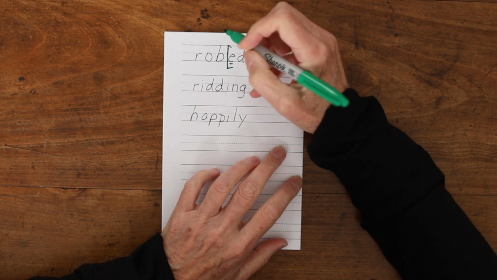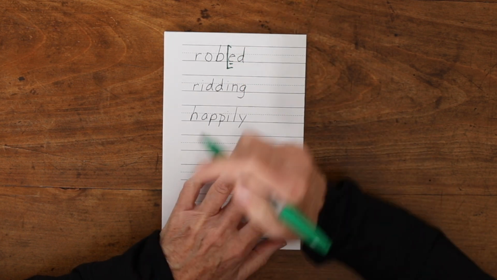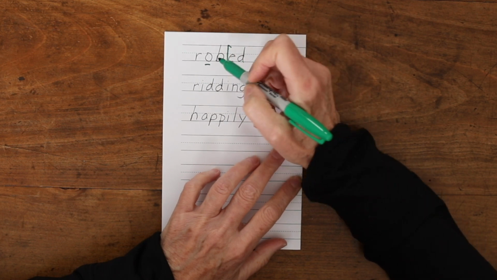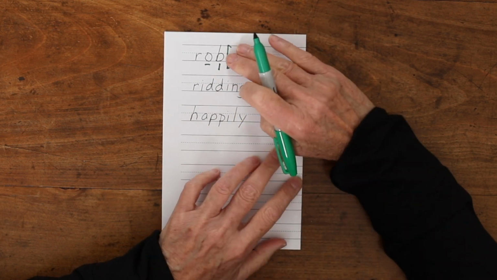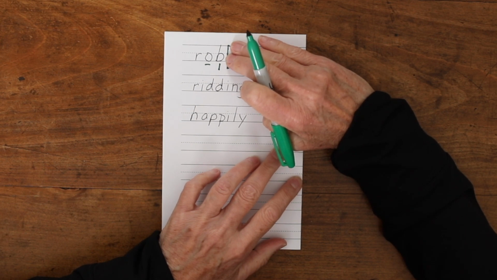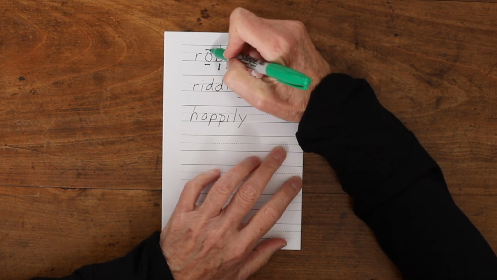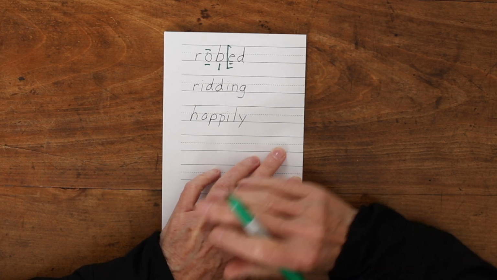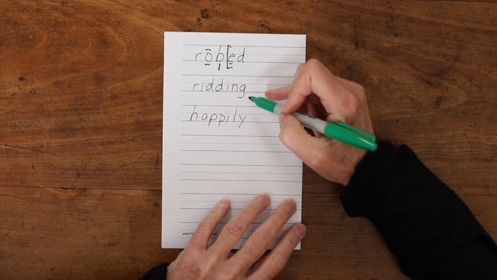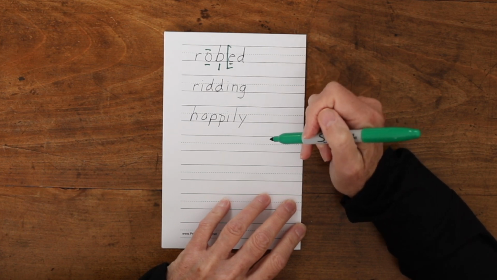So what do we need to do? We need to count how many consonants are between the vowels. And so how many do we see? One. So what do we know this word said? That's a long O, so it says robe. Right. And so if we put the suffix back on, it says? Robed. Very nice.